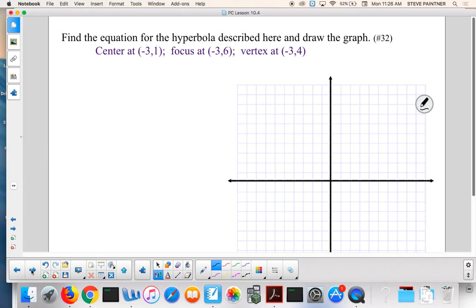Next slide. The center's going to move now, guys. Here it goes. The center moves to right there, -3, 1. Focus at -3, 6. Vertex at -3, 4. You might as well start, get going, sketch the information. Then I'll ask you a couple questions.